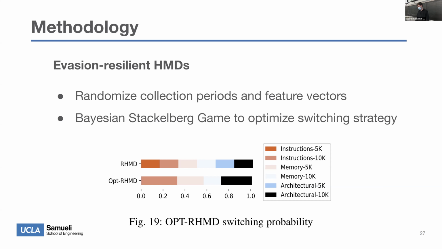Here you can see in the figure the probability that the RHMD will choose any one of these detectors in any given cycle. And you can see in the opt-RHMD, it actually chose to only use 4 out of the 6 because the other 2 were actually shown to either decrease accuracy or robustness in defending against evasion.